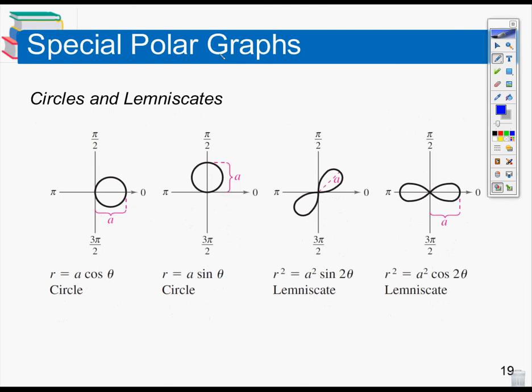And the last case, circles and lemniscates. Basically, circles aren't that fancy. It's much like the first example we just looked at. It's just a number multiplying cosine or a number multiplying sine. And that number is essentially telling you the diameter. Right? This a value, the diameter.